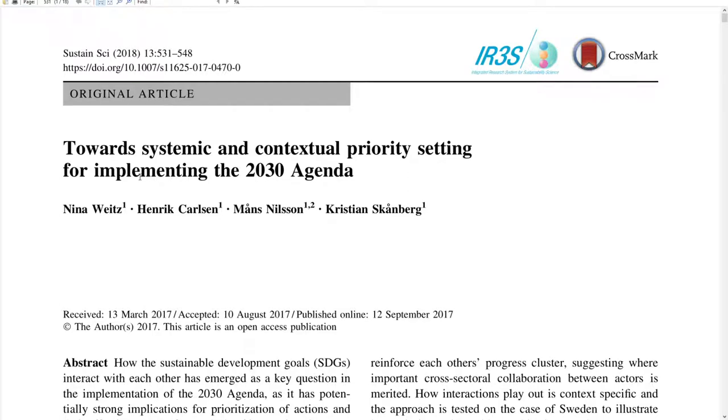Hi, my name is Taha Zuhair, and today I'm going to be presenting to you this paper about priority setting kind of analysis on implementing the 2030 agenda goals, the United Nations goals.